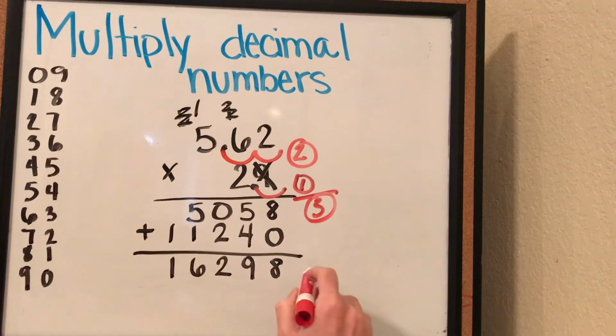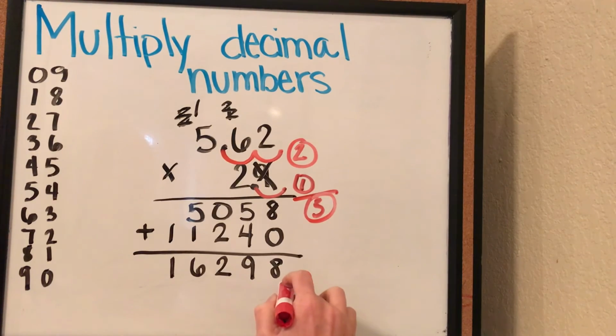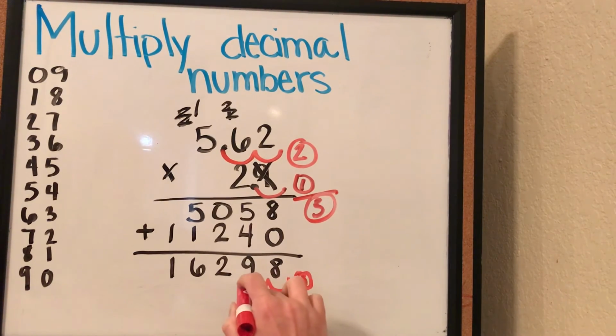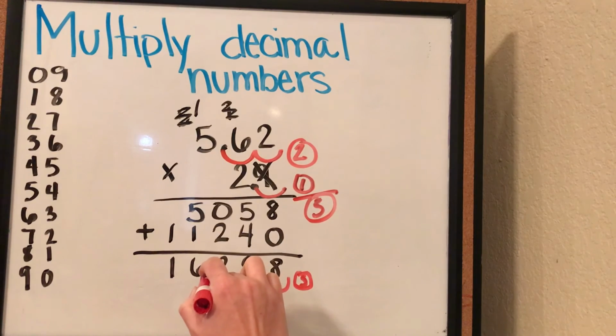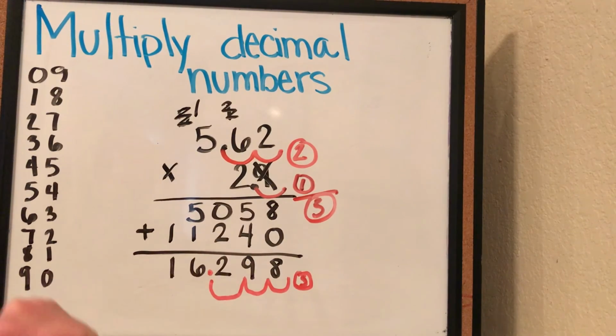So in my product, I'm going to come down here and I need to skip over 3 place values. 1, 2, 3. That is where your decimal goes. So your final product is 16 and 298 thousandths.